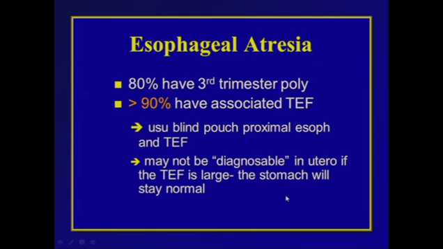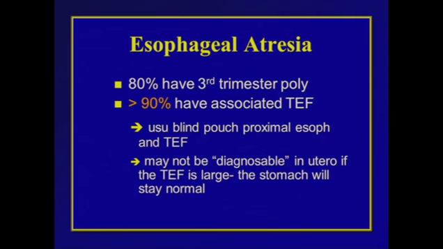80% of the time, fetuses with esophageal atresia will have 3rd trimester polyhydramnios, and over 90% of the time these fetuses have an associated tracheoesophageal fistula along with the esophageal atresia. Now, the typical or most common malformation is that the proximal esophagus ends in a blind pouch, and then there's a fistula that goes from the trachea into the distal esophagus.